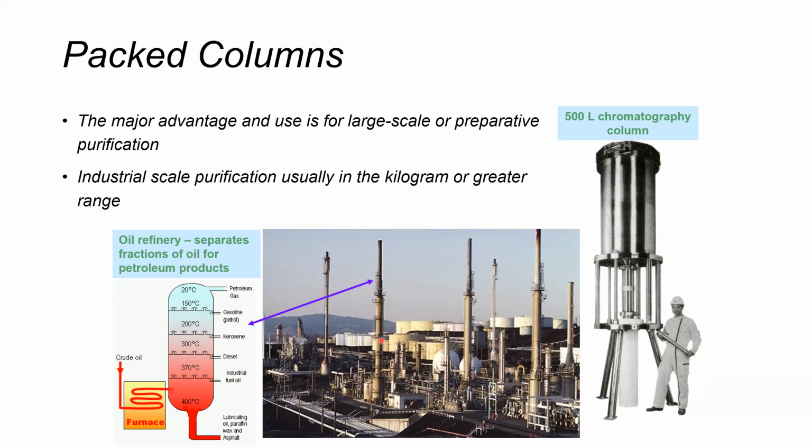And so here's an example of an industrial separator for an oil refinery. The oil refinery separates the fractions of oil for petroleum products. You've got the different temperatures throughout the column, and the fractions rise up depending on what they are. And here's, for example, a 500-liter chromatography column.